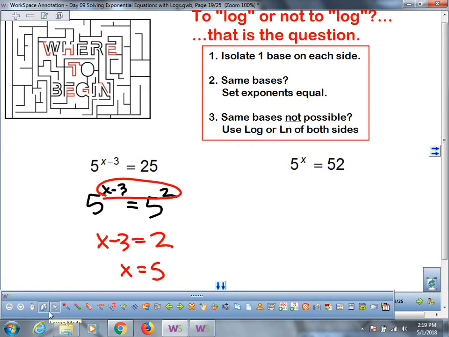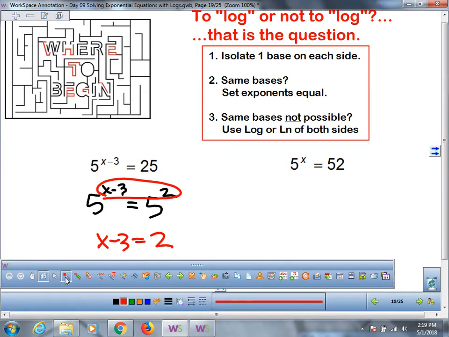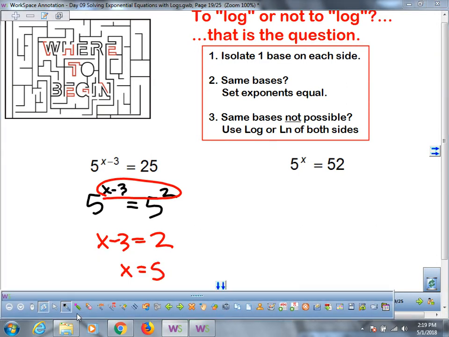Right? Okay, next one. Log or not to log? Log. Why? They don't have common bases. So here are your steps. This one's a very simple one; they're not going to be this simple. You ask yourself, log or not to log? You want to isolate your bases on each side. Ask yourself, do they have the same bases? If they do, you set your exponents equal. If the same bases are not possible, we have to use a log or an ln on both sides.